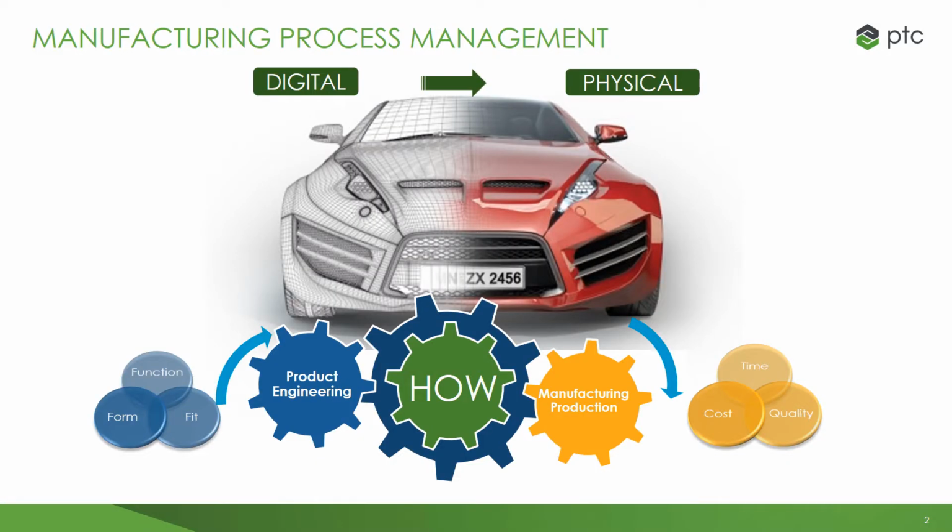PTC uses the phrase manufacturing process management to describe the process of converting a digital representation of a product into a physical product. It involves the transformation of the product definition from the functional view used by engineering to a methodized view used by manufacturing, and then detailing the processes and resources necessary for product realization.